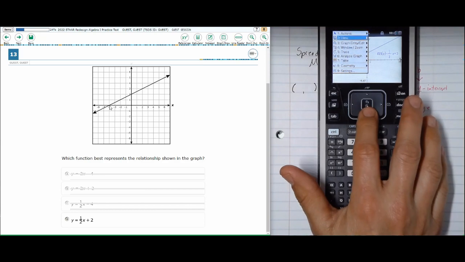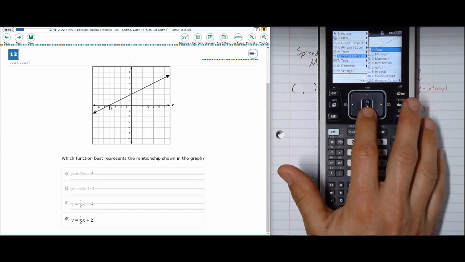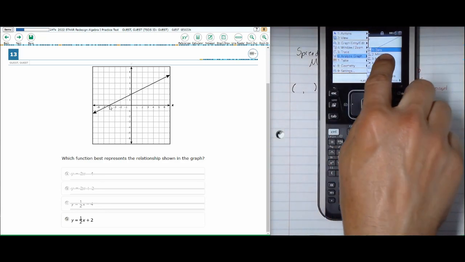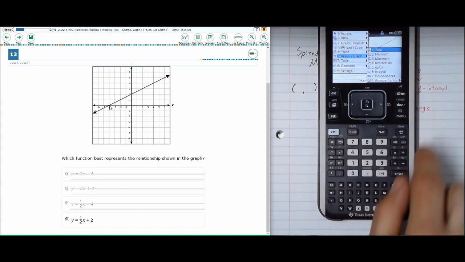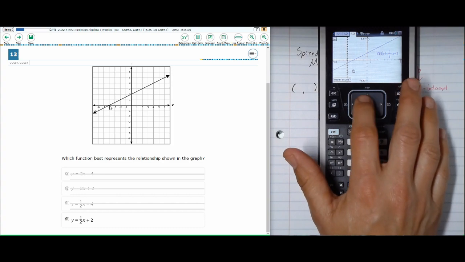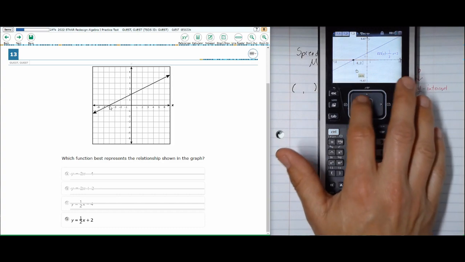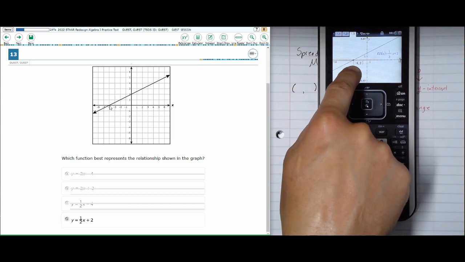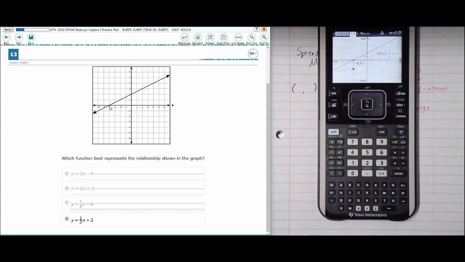Another way, if you wanted to find that, is you could go to Analyze Graph and put find 0. Remember we talked about zeros in class earlier in the year. A 0 is the x-intercept. So I can come across, hit OK, drag it, hit OK, and it gives me the point of my 0. My 0 is -4, 0. And that's exactly what we have here, -4, 0.